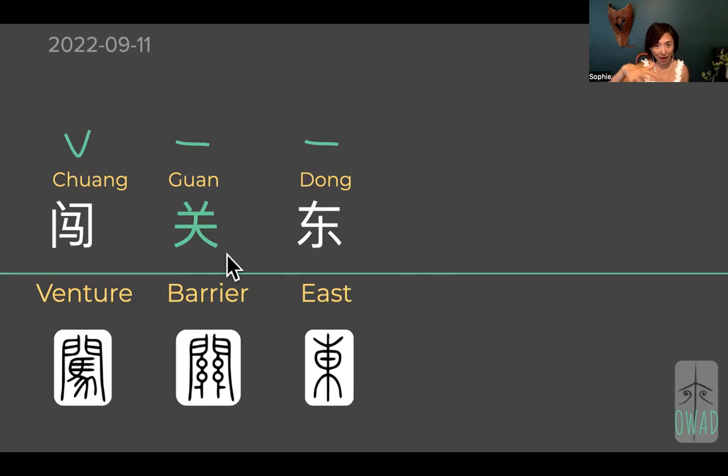Okay, guan, barrier. Here in this context, it's about the Great Wall. So imagine the ultimate door lock of the nation is our Great Wall. And then Dong, the east.